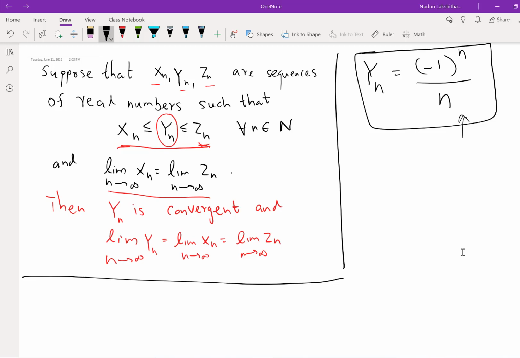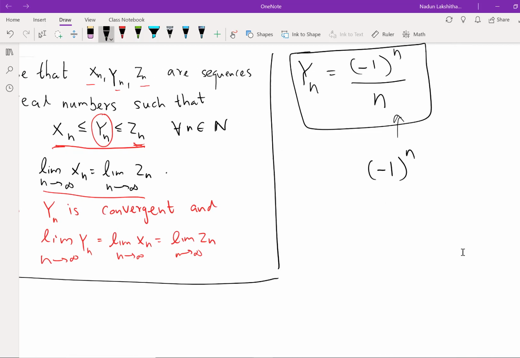So we want to find a sequence that is larger than (-1)^n over n and a sequence that is smaller than (-1)^n over n. Not only larger and smaller, but finding the limit should also be an easy task. Otherwise, why do we even use the squeeze theorem? So let me be clear on this. You have to find two sequences, a larger sequence and a smaller sequence. Not only that, finding the limit of those two sequences should be an easy task.